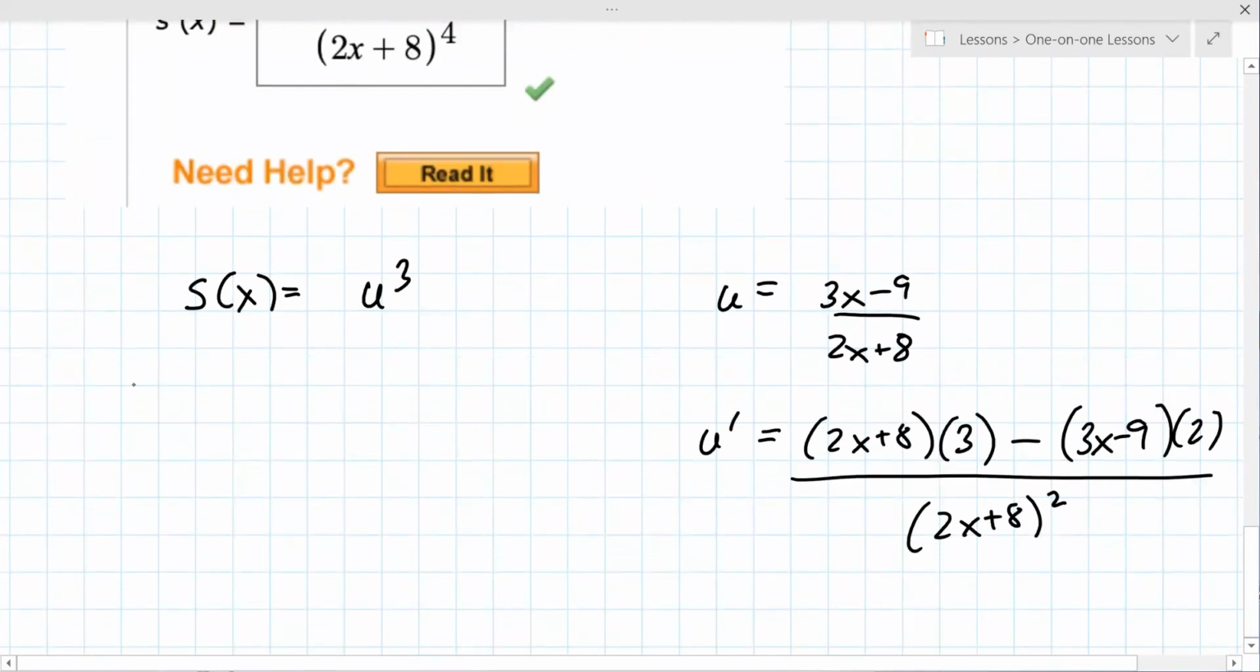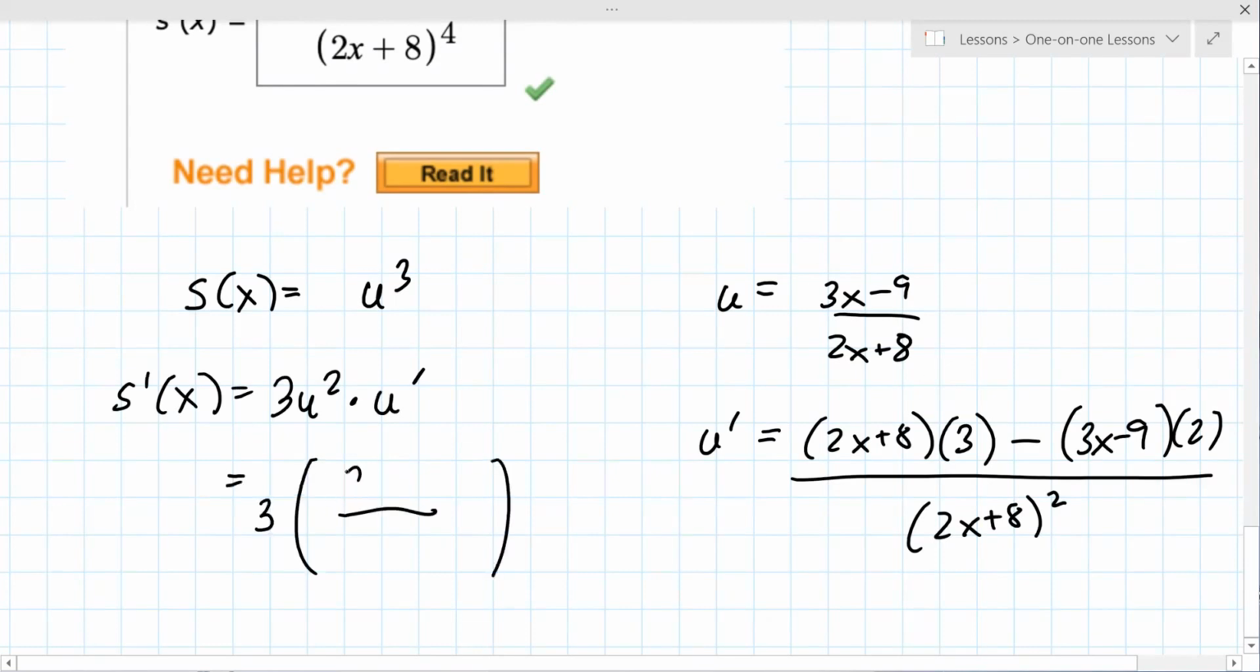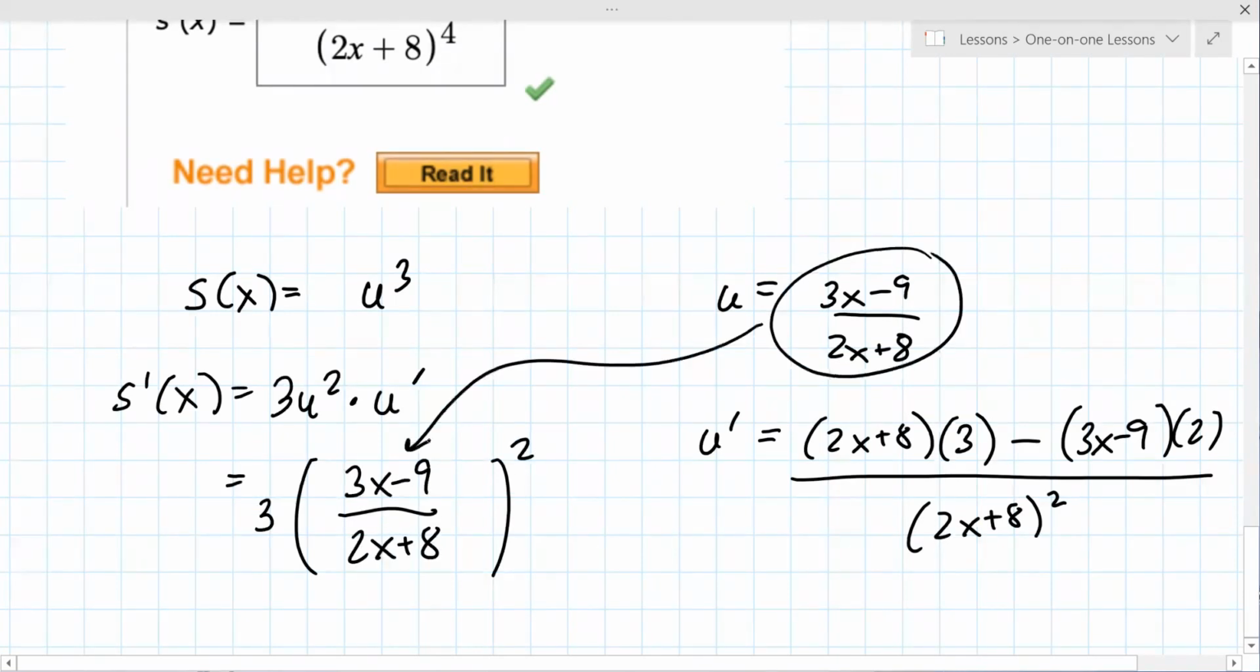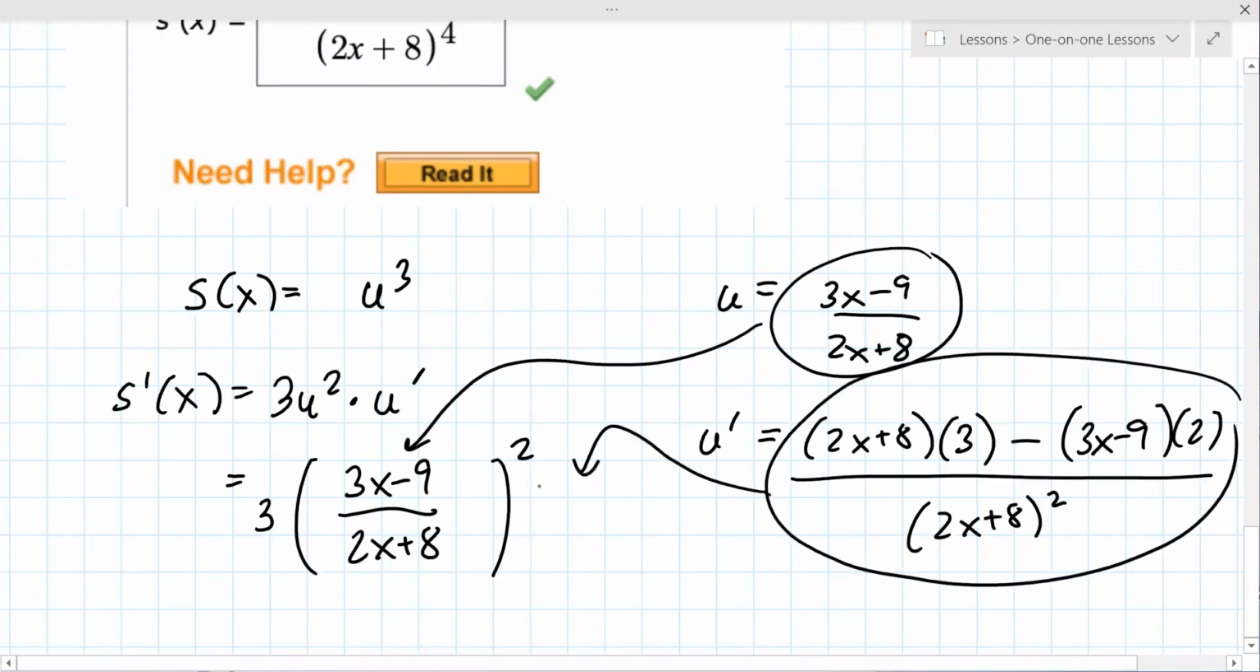So over here, s prime of x, this is just power rule. It's 3u squared times u prime. Now you might be saying, well, how does that work? Well, u is this thing over here, this 3x minus 9 over 2x plus 8. I'm just fitting the pieces in, this, there. And then u prime, all of this has to come next to it and goes there.